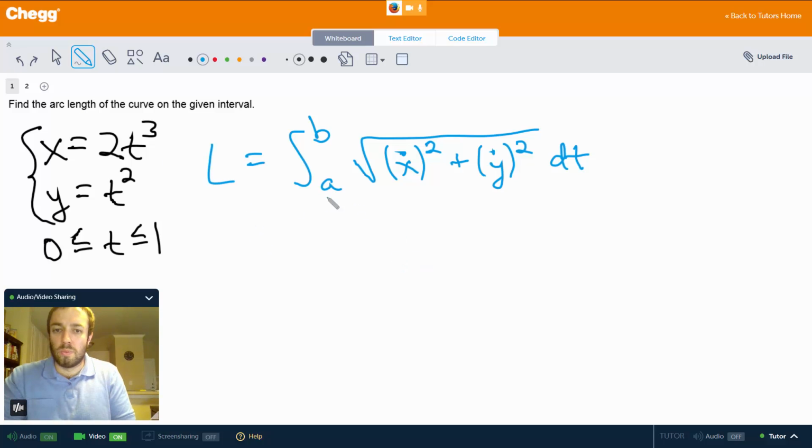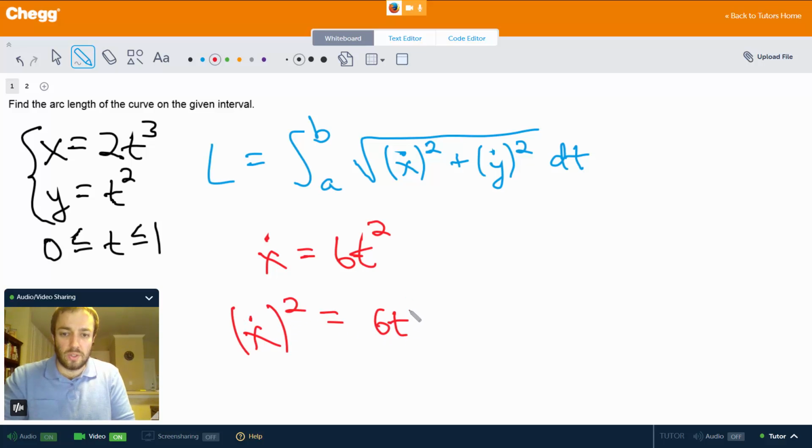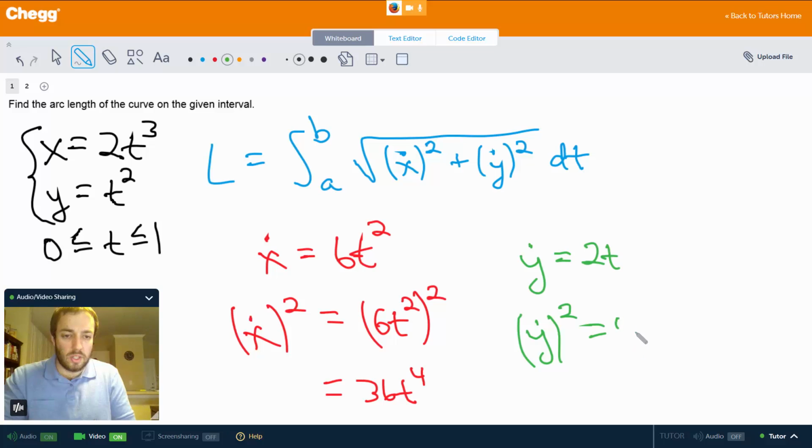Okay, so what are x dot and y dot? Well, in our case, x dot is just 6t squared, right? Because x is 2t cubed, so x dot is the derivative, which is 6t squared. So what that means is x dot squared is going to be 6t squared squared. And if we take 6t squared and square it, we're going to get 6 squared is 36, and then t squared squared is t to the fourth. Okay, now what about y? So y dot is just 2t, and then y dot squared, therefore, is 4t squared.